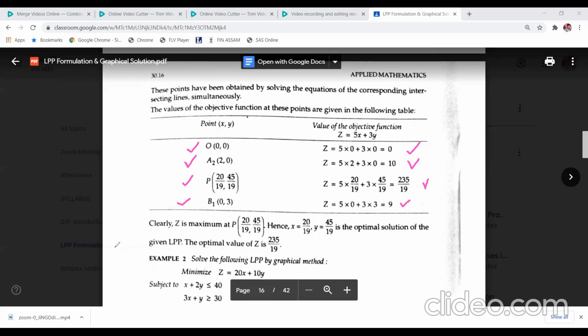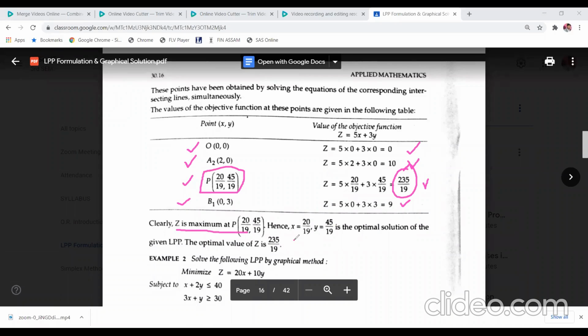Now, which one is maximum out of these 4: 0, 10, 235 by 19, and 9? Obviously, this number is the maximum one. And at which point are you getting it? At this point. So clearly, z is maximum at this point.